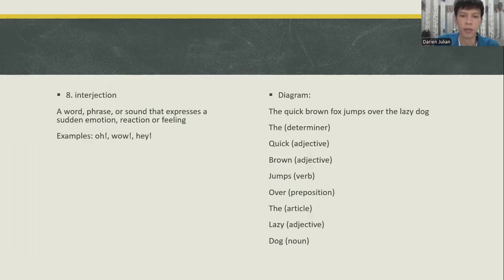The diagram is the quick brown fox jumps over the lazy dog. The is determiner, quick is adjective, brown is adjective, jumps is verb, over is preposition, the is article, lazy is adjective, dog is noun.